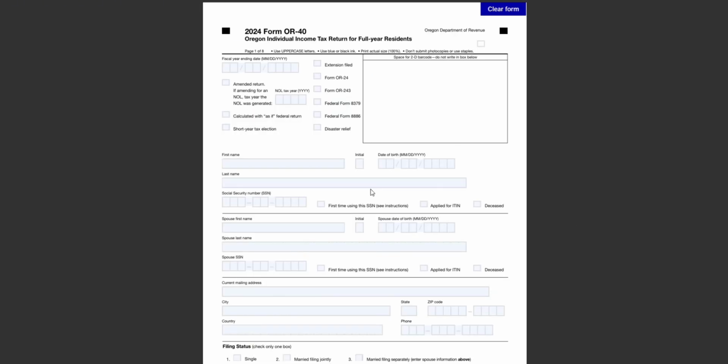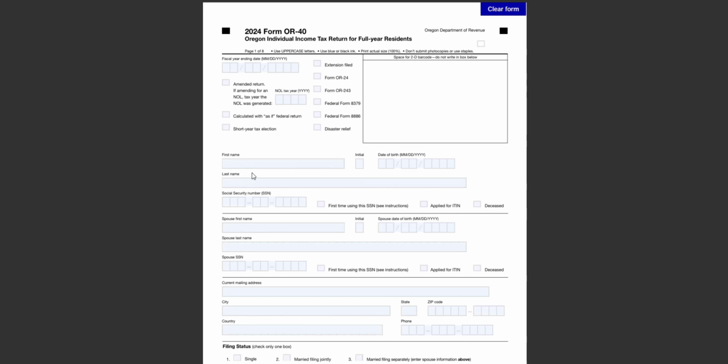Okay, so let's get started with filling out the form. This is going to be similar to the federal and the California form. You're going to put the fiscal year at the top. In this case, it's always 12/31, and then we're filing for the year of 2024, so it's going to be end year 2024. And then you're doing an Oregon Form 40, so we don't need to select any of these. If this applies to you, this video is not going to help you.